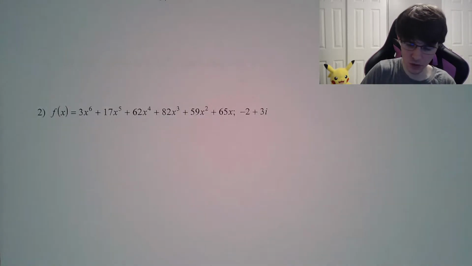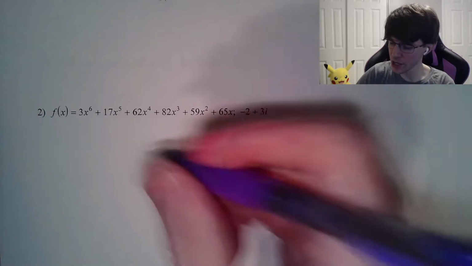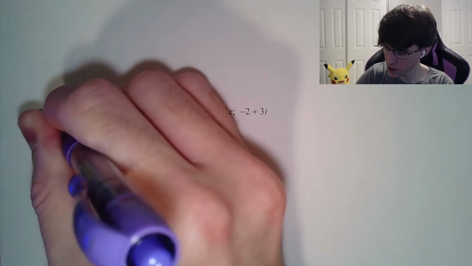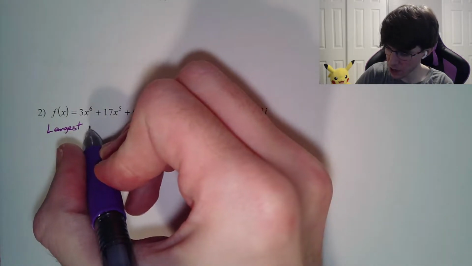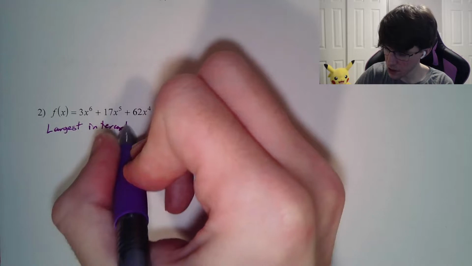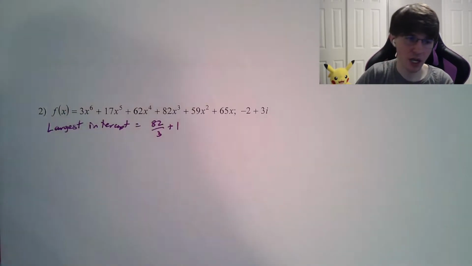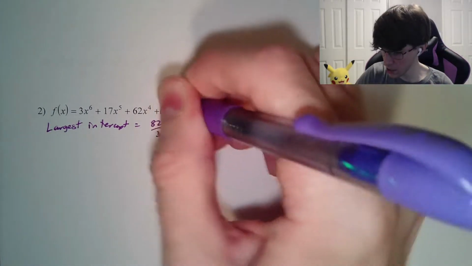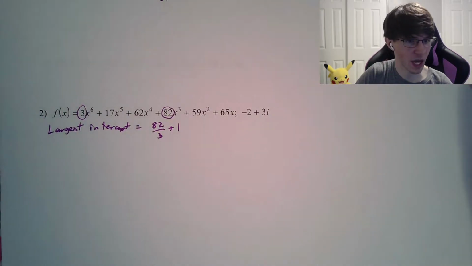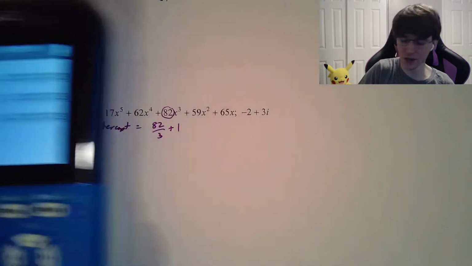That's called Cauchy's rule. I'll write down Cauchy's rule. The largest intercept that you have to graph is going to end up being 82 over 3 plus 1, in both the positive and negative direction, by the way. I got that by doing the largest thing divided by the smallest thing, and then adding 1 to it. Again, that is Cauchy's rule, quite an advanced proof. So the largest possible answers are 28 and -28.